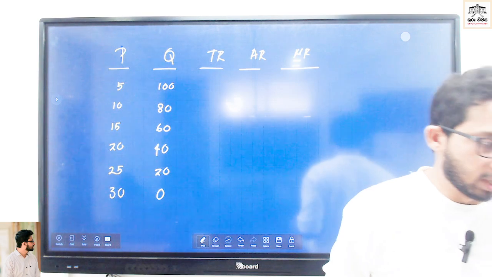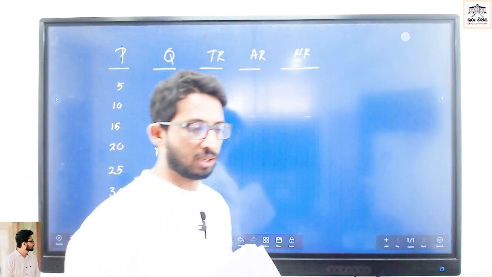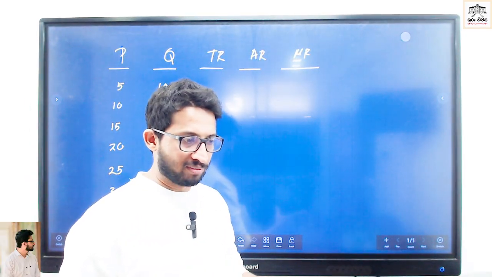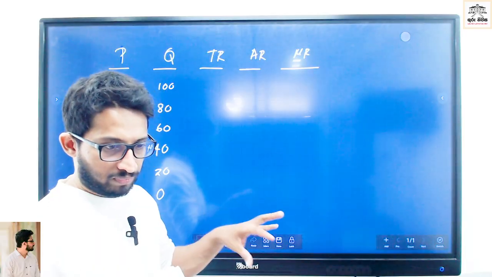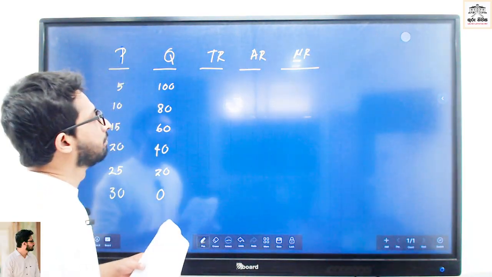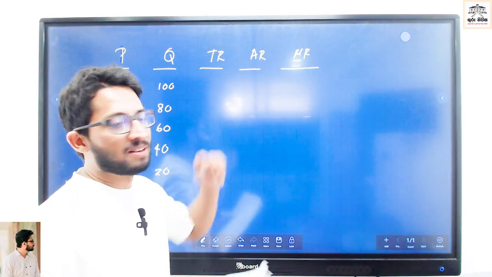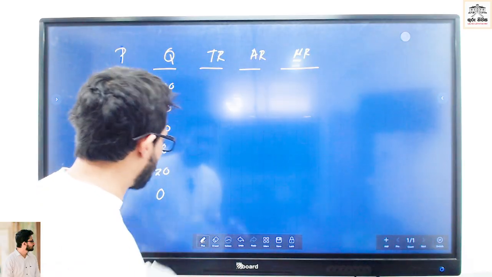Then I want you to complete this table on page number 14. There's a table, but the values have gone missing. So complete the table: total revenue, average revenue, and marginal revenue. Okay. Now, how to calculate total revenue?